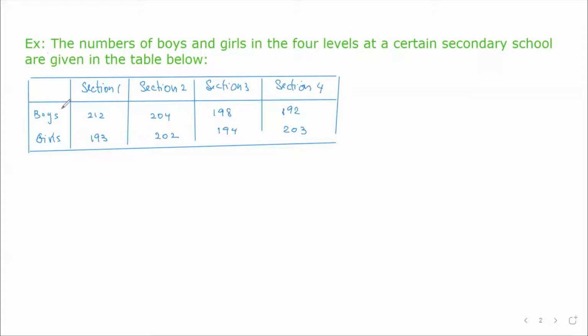Okay, how many does this school have? Section 1 has how many boys? 212. Section 2 has 204. Section 3 and so on. And how many girls? Section 1 is in the table. Everyone knows how to read it, right?